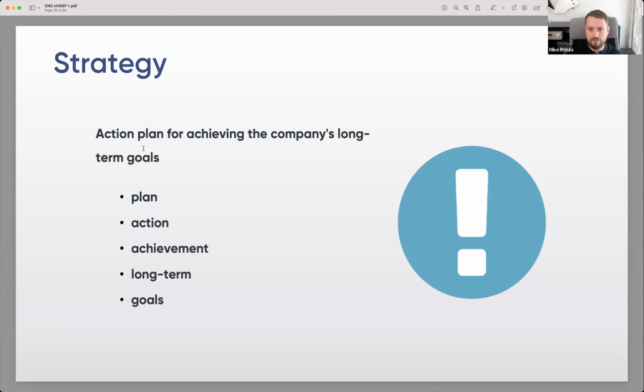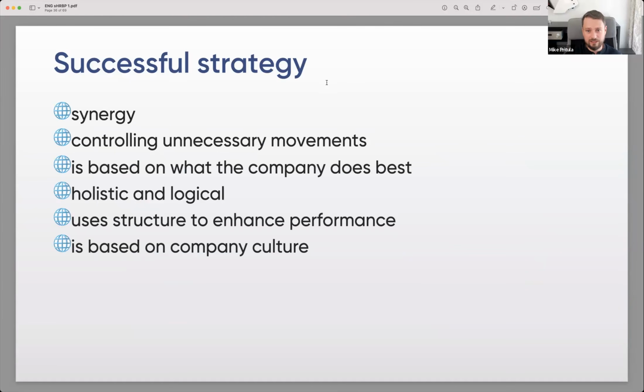Let's move on. What is strategy? Strategy is action plan for achieving the company's long-term goals. Every single word matters. Plan, so it's not just a set of goals. It's a plan how we achieve these goals. It's about actions, what we are going to do. It's about achievement. We are not just supporting the current level. We want to gain the next level. It's about being long-term, since it's about thinking ahead of the time, like 1 year and more, and of course setting goals.